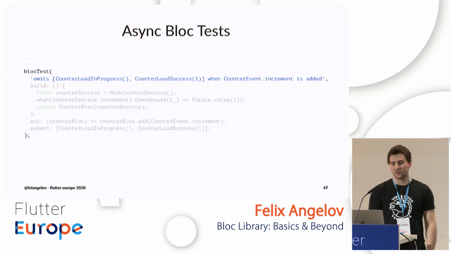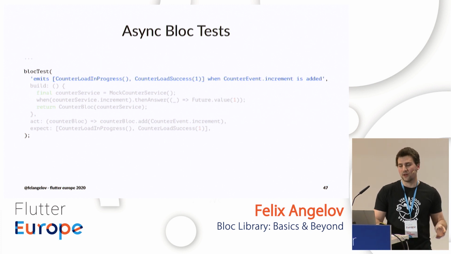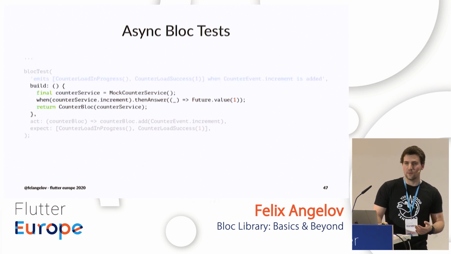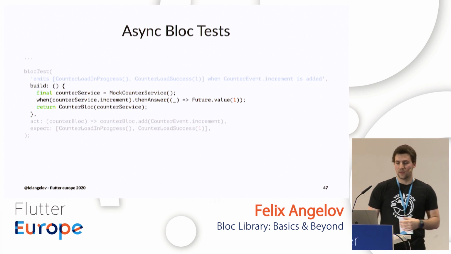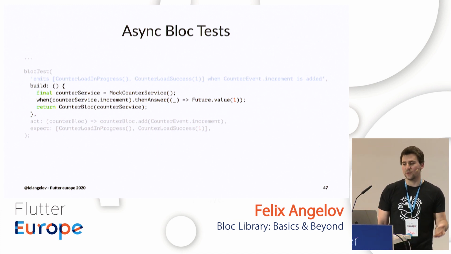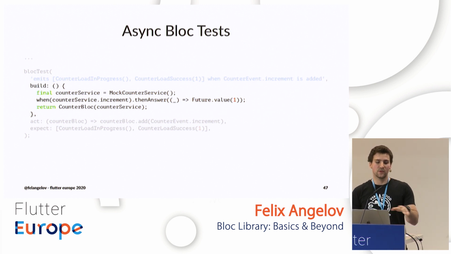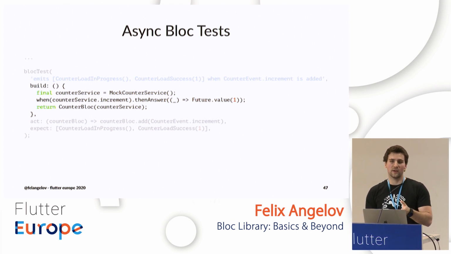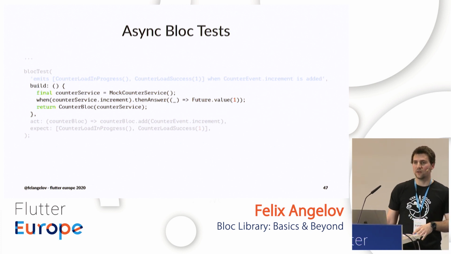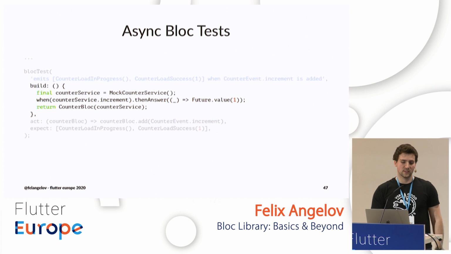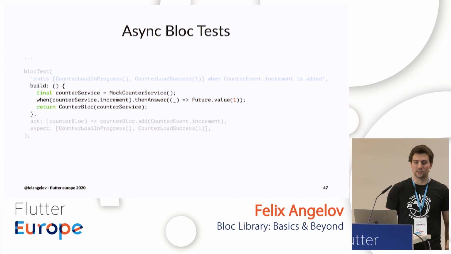And we'll write another test. So this one is going to test that our AsyncCounterBloc emits first a load in progress, because that was our initial state, and then a load success as long as we add the increment event. And the only difference here really is in our build. Instead of just returning a CounterBloc, you recall the AsyncCounterBloc had a dependency and we had to inject a CounterService. So here we'll just create an instance of that MockCounterService first, and then using Mockito, we can say when we call increment on the CounterService, we want to return a future that has a value of 1 in this case. And so at the very end, we still have to return our instance of the CounterBloc, but we've injected that mocked CounterService inside.